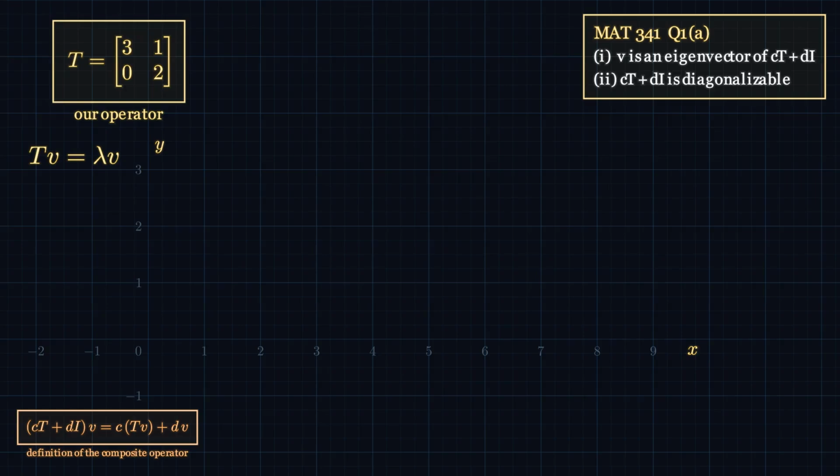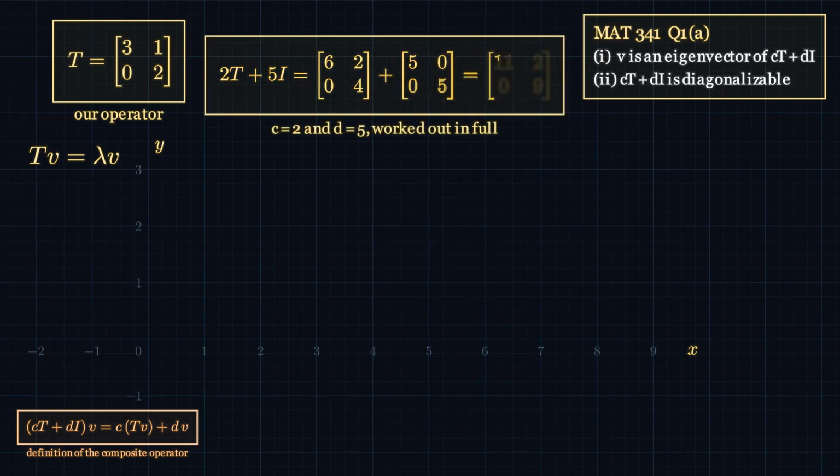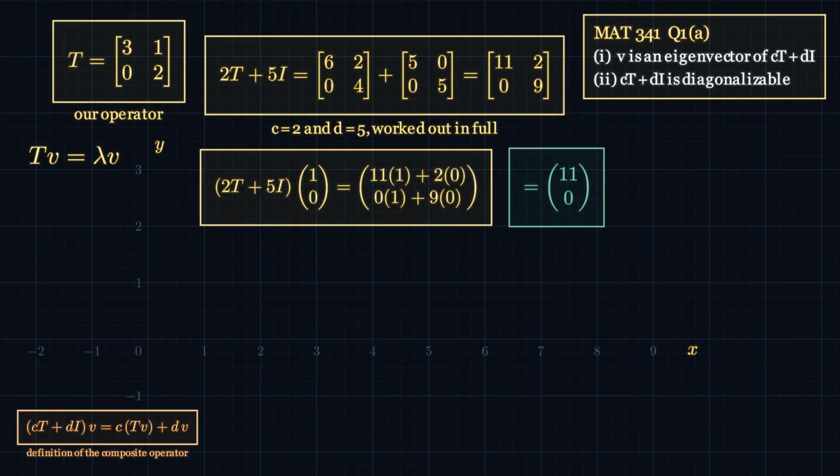Proofs earn trust. Numbers make it visceral. Watch the claim happen. Take our operator. Take C equal to 2 and D equal to 5, and build the composite operator 2T plus 5I as an honest array of numbers. Work it out, and its top row is 11 and 2, its bottom row 0 and 9.